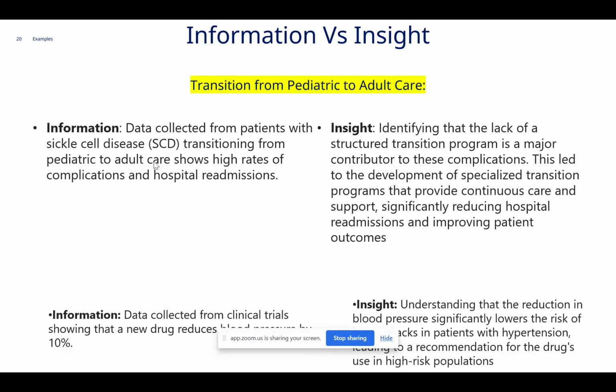Here is another example, related to sickle cell disease. The data collected from patients with sickle cell disease transitioning from pediatric to adult care shows high rates of complications and hospital readmissions. The insight: identifying that lack of structured transition programs is a major contributor to these complications. This led to the development of specialized transition programs that provide continuous care and support, significantly reducing hospital readmissions and improving patient outcomes.